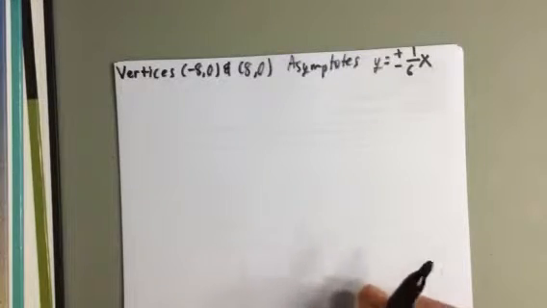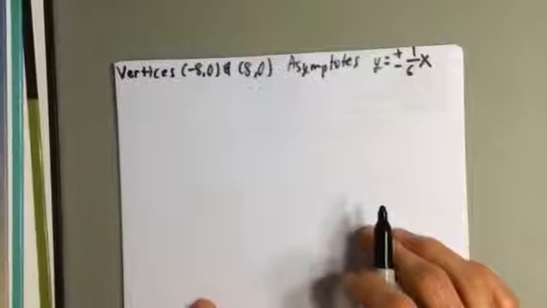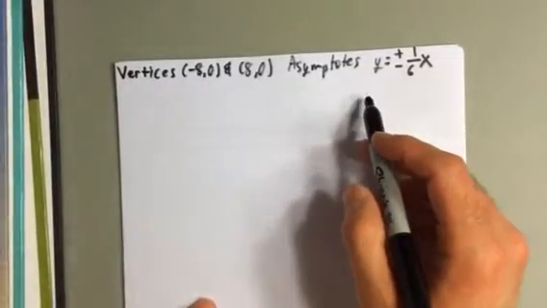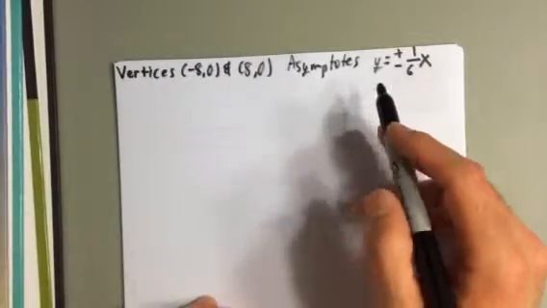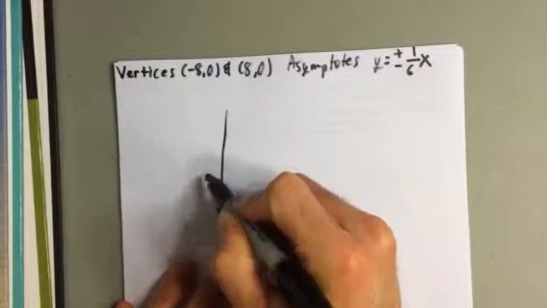This is 10-5 study guide page 1, exercise number 4. This one they give us the vertices and the asymptotes of a hyperbola, and they ask us to find the equation. So I'll start out by looking at the vertices here, making a quick little sketch.